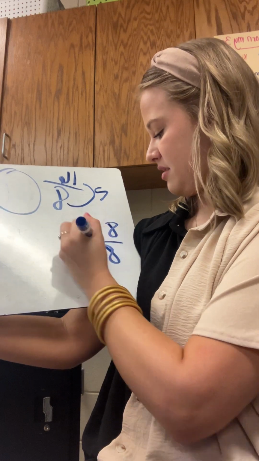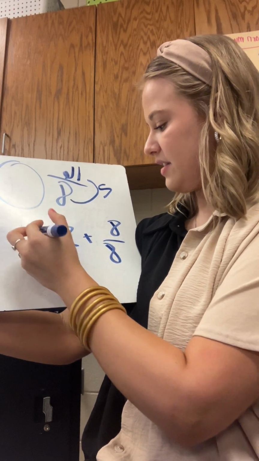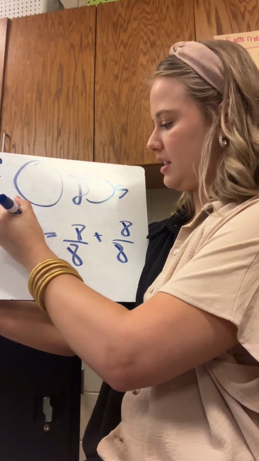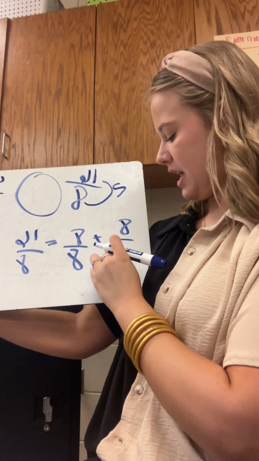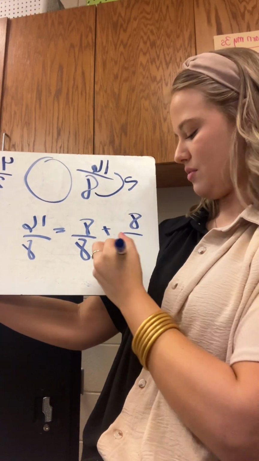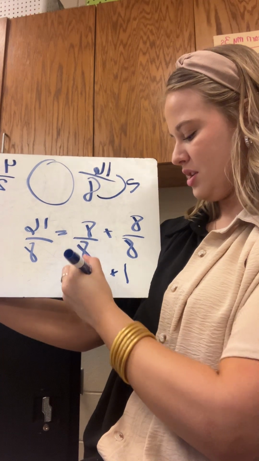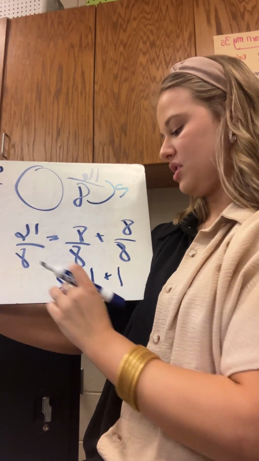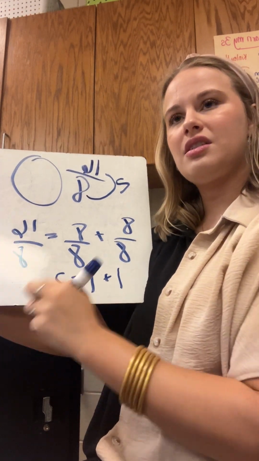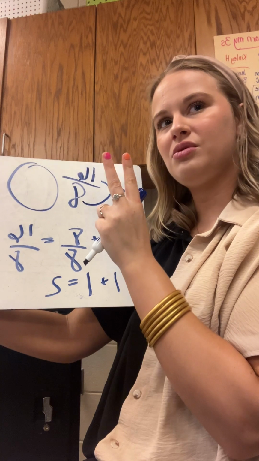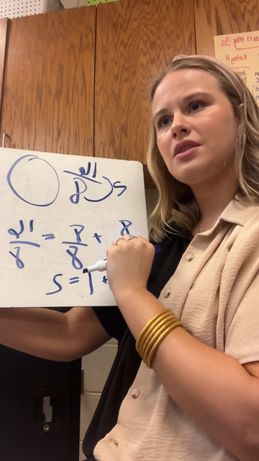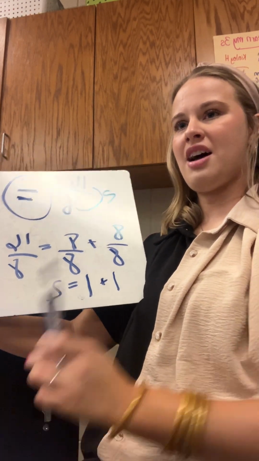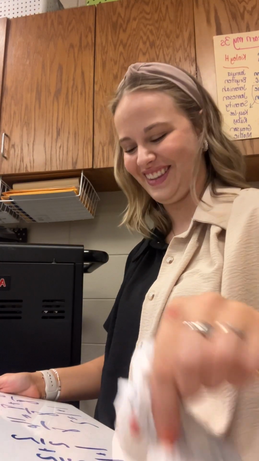So really it would be 8/8 plus 8/8. The denominator stays the same. What's 8 plus 8? 16. And 8/8 would make 1 whole. So really we're adding 1 whole plus 1 whole, which makes 2 wholes. So these 2 fractions both equal 2 because they're both representing 2 wholes. They're both equal. Did I just blow y'all's minds?